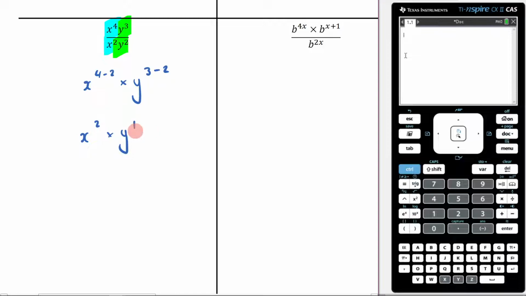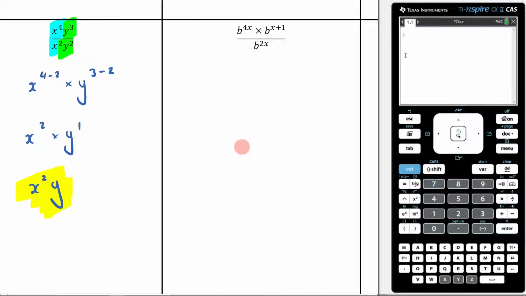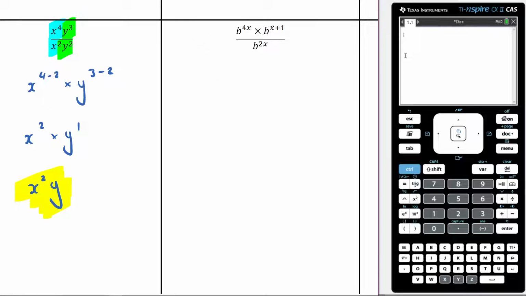Now, of course, you wouldn't leave it as y to the 1. You would say x squared y. And that's going to be our answer there. So it's important that you can do that. All right, pause it, see if you can do the next one. How did you go? Were you successful? Hopefully you were. Let's now go through it.